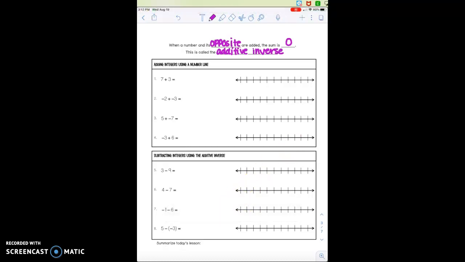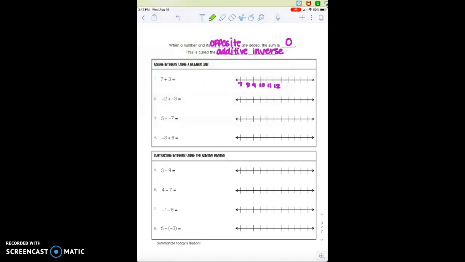So when a number and its opposite are added, the sum is 0. And this is called the additive inverse. So basically, if I take 5 plus -5, I'm going to get 0. And that's because you can kind of think of that as if I have 5 and then I take away 5, I obviously end up with 0. Here we're going to add integers using a number line.